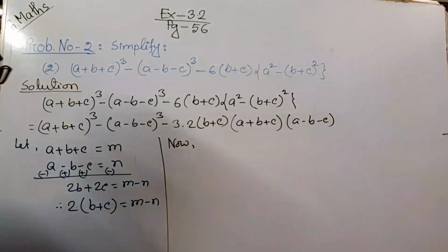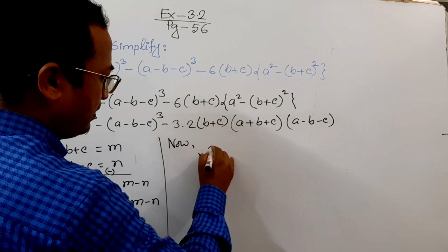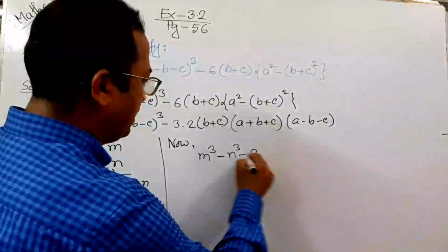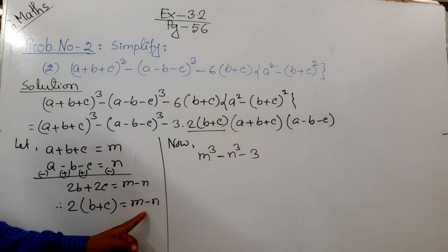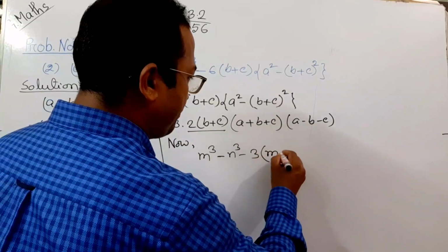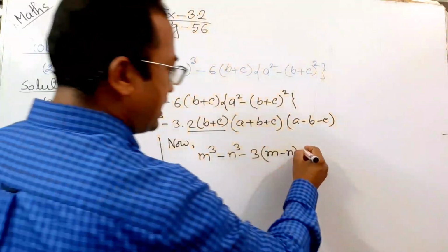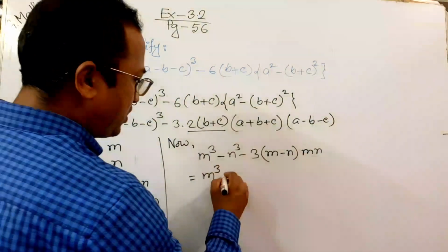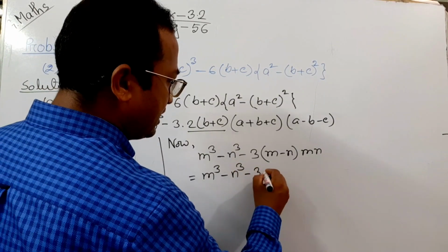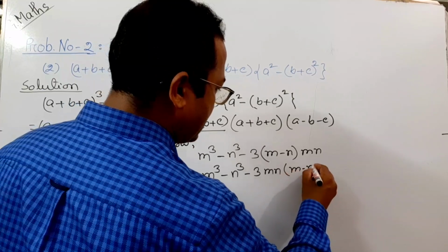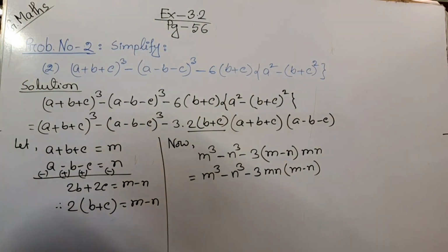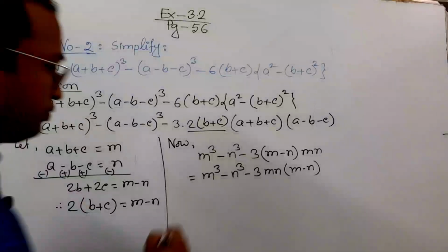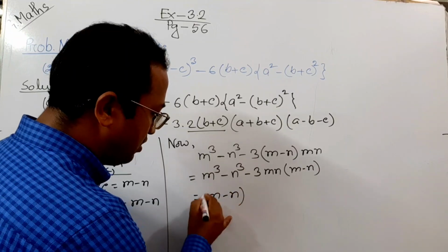Now it becomes m cube minus n cube minus 3 and 2bc. The value of 2(b plus c) is m minus n. So you can write m minus n, and this is m, this is n. Now arrange it, it becomes like this: m cube minus n cube minus 3mn into (m minus n). So what is this formula? This is actually the formula of (m minus n) whole cube.